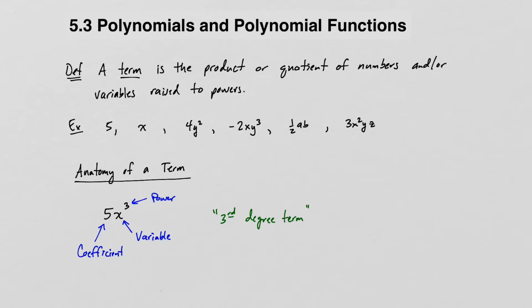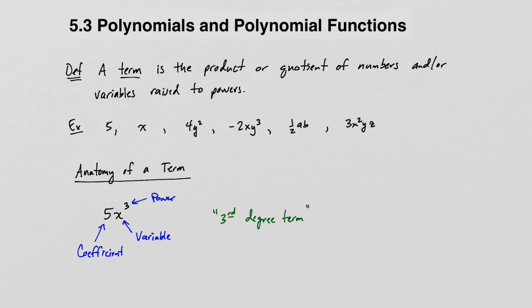Section 5.3 deals with polynomials and polynomial functions. And these are things that you should have been introduced to before, but we'll go ahead and do some basic definitions. So first of all, a term is the product or quotient of numbers and/or variables raised to powers.